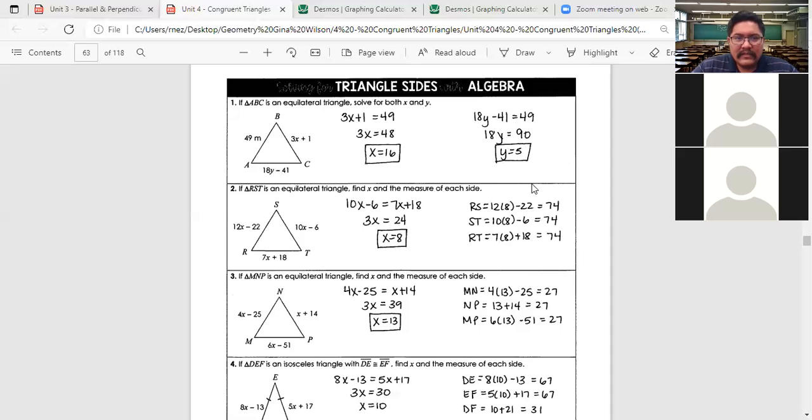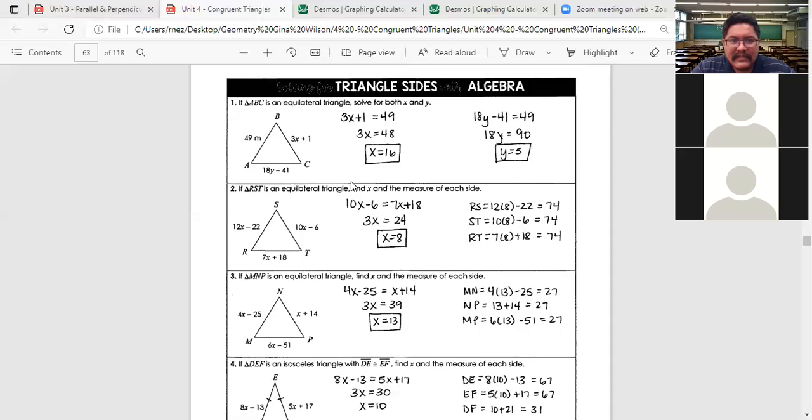All right, so next one here, let's go on to number 2. Triangle RST, which is this triangle, is an equilateral triangle. Find x and the measure of each side. So we have 3 sides: RS, which they have right here, ST, which is right here, and then TR or RT. Usually it's best to just keep it in alphabetical order. I know TR doesn't really make a lot of sense because R goes first in alphabetical order. Now here's the thing, since it is an equilateral triangle, we would only need to find one side.